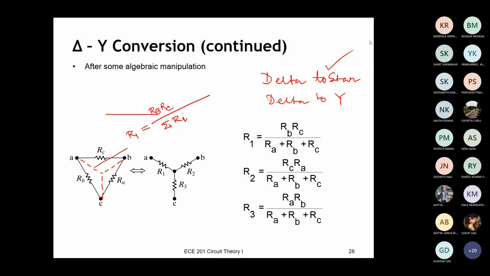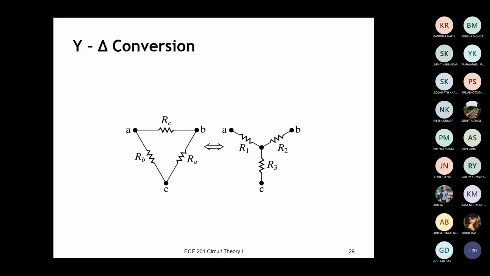So it is the Y-delta conversion. The figure should be like this: starting from here, we'll go to there, with the arrow in this direction. So from star to delta, or Y to delta conversion, we have to take the same approach. What is that approach?